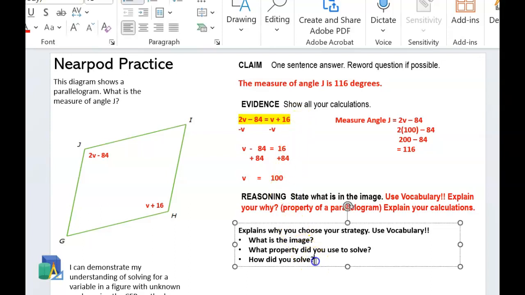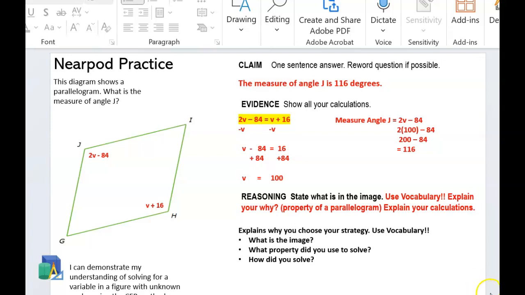And then maybe a little bit about how you solved. What did you do? Kind of pull it all together like I had mentioned in the last video. It's kind of your conclusion paragraph like you would write in English class. Pull it all together. Make that final statement. Include vocabulary. Include the content. In our case, include parallelograms. Include the properties of the parallelograms that you used to solve.